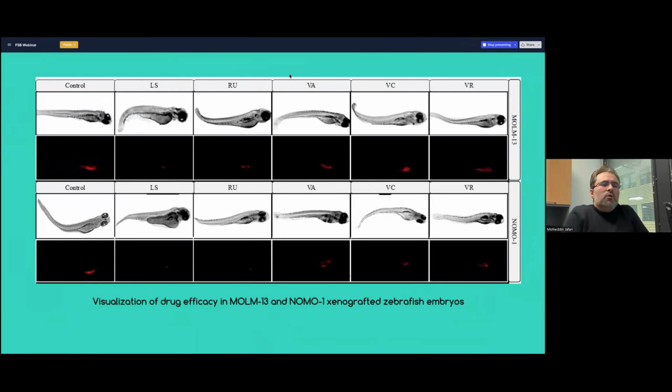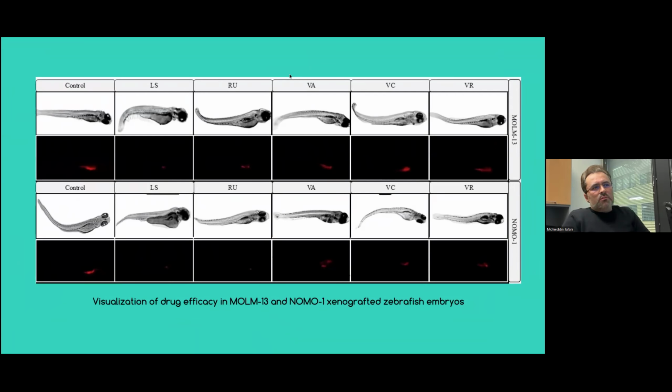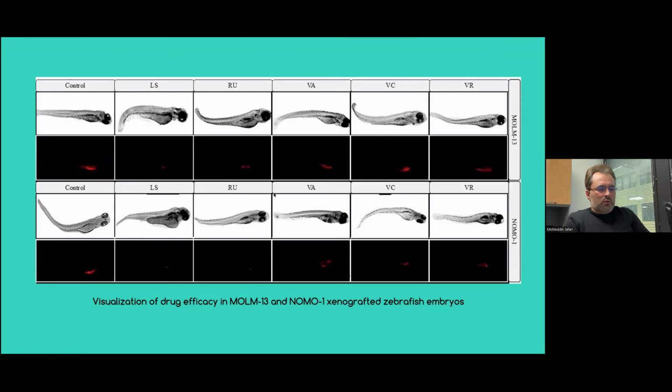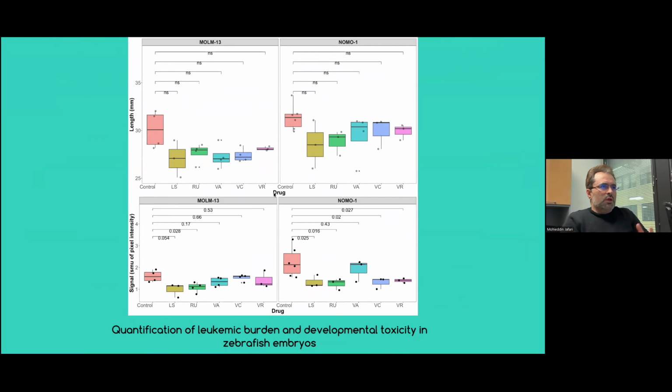Then we use different cell lines, injecting the human cell line into the zebrafish embryo, and test these two combinations compared to the venetoclax combinations in the in vivo models. You can see here that LS and RU work very well compared to the control and also the venetoclax combination. And here is the statistical analysis of our suggested combinations.